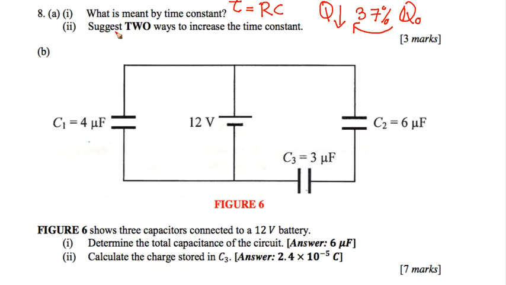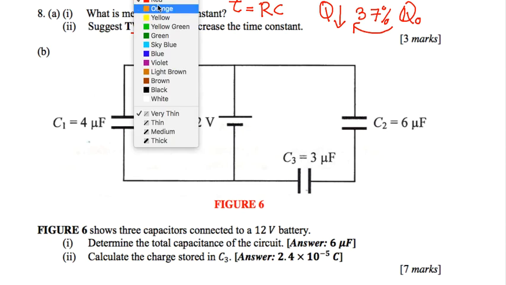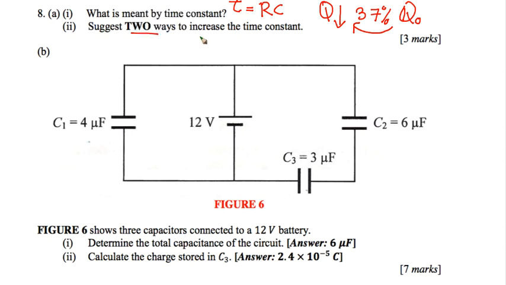And number 2, suggest 2 ways to increase the time constant. The equation for the time constant tau is R times C. So to increase the value of the time constant, you can increase the capacitance C or you can increase the resistance R.